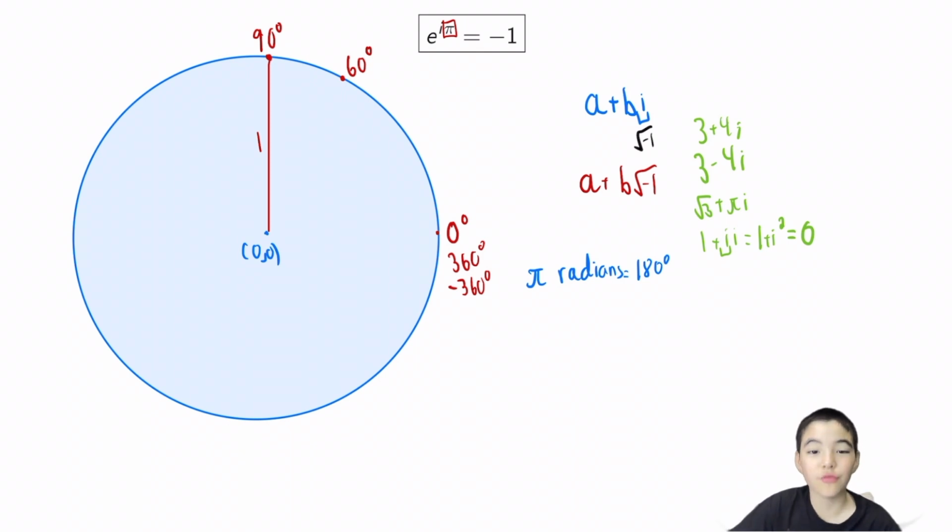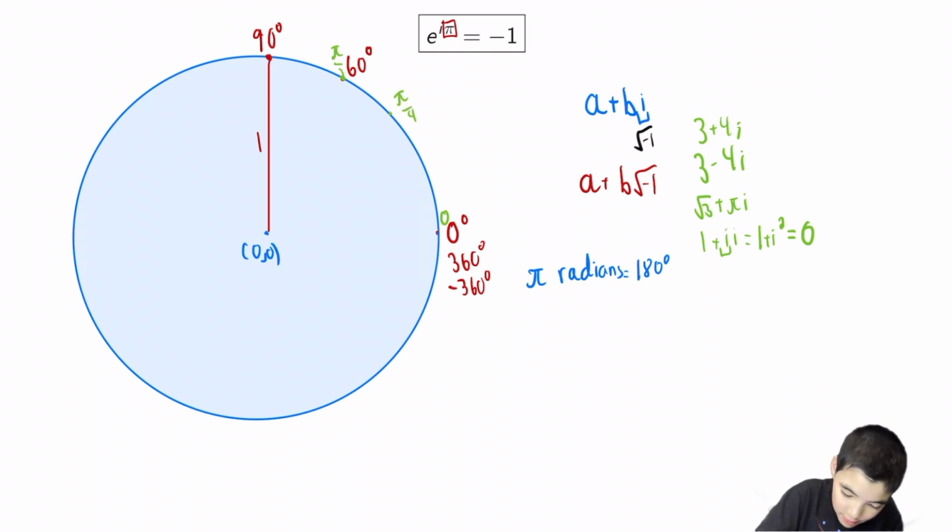So now let's relabel every single point on the circumference of the unit circle using pi's, radians, instead of degrees. So this would still be 0. This would be pi over 3. This would be pi over 4 at 45 degrees. This would be pi over 2, and so on.